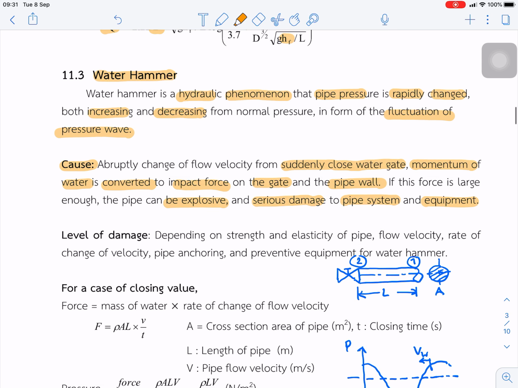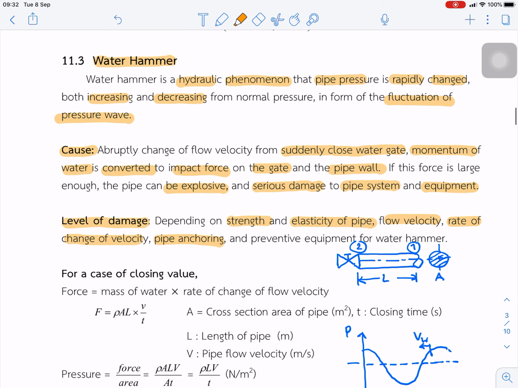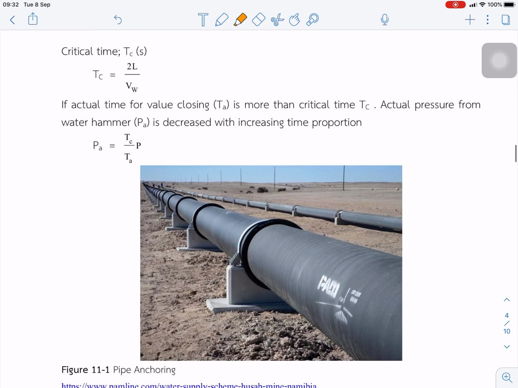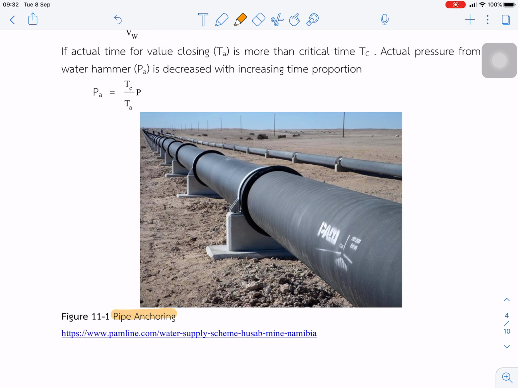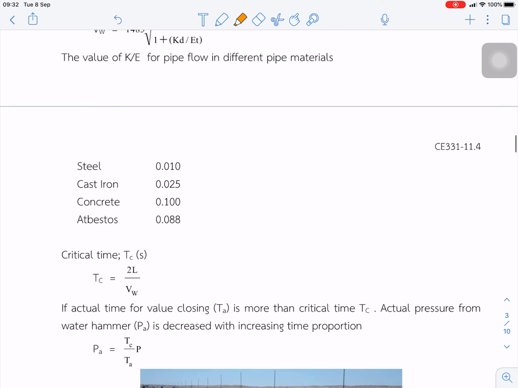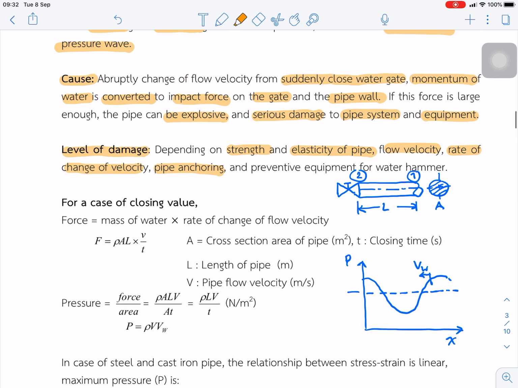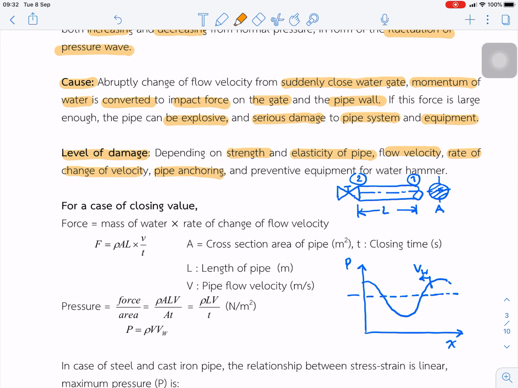The level of damage depends on the strength and the elasticity of the pipe, flow velocity, rate of change of velocity, and pipe anchoring. Pipe anchoring, you can look at in the next picture. It looks like a pipe anchoring that attaches the pipe to the support on the foundation. And there is preventive equipment for the water hammer.